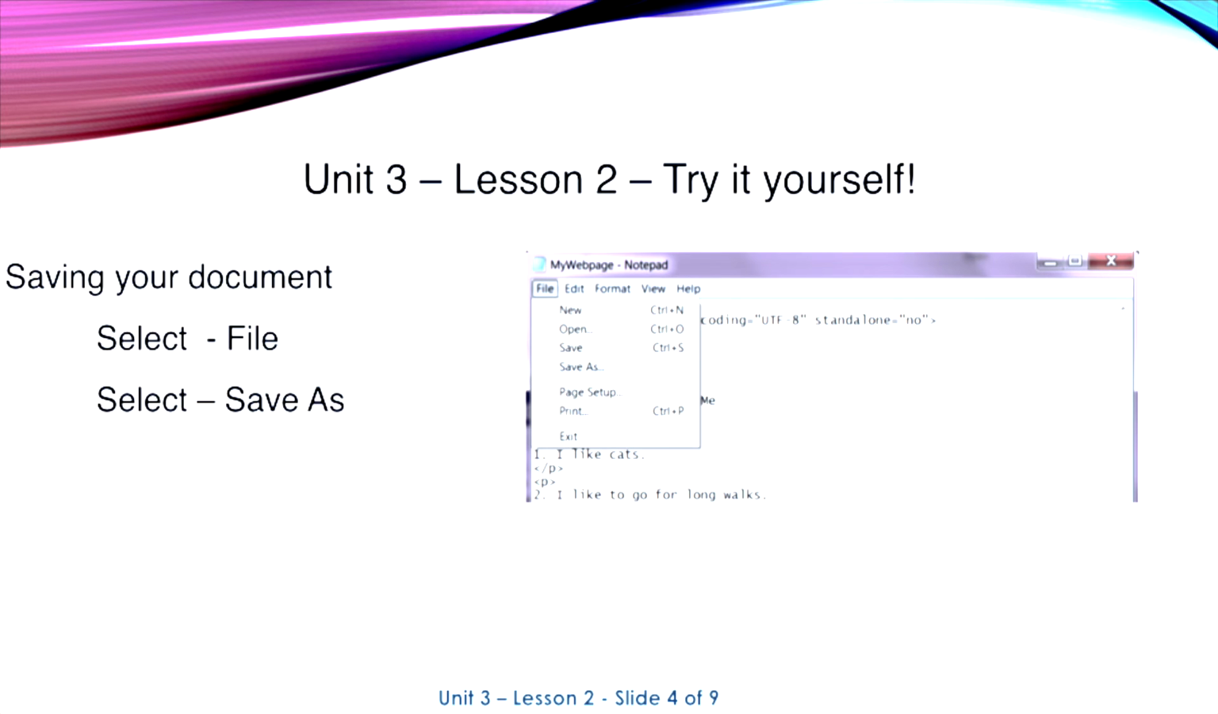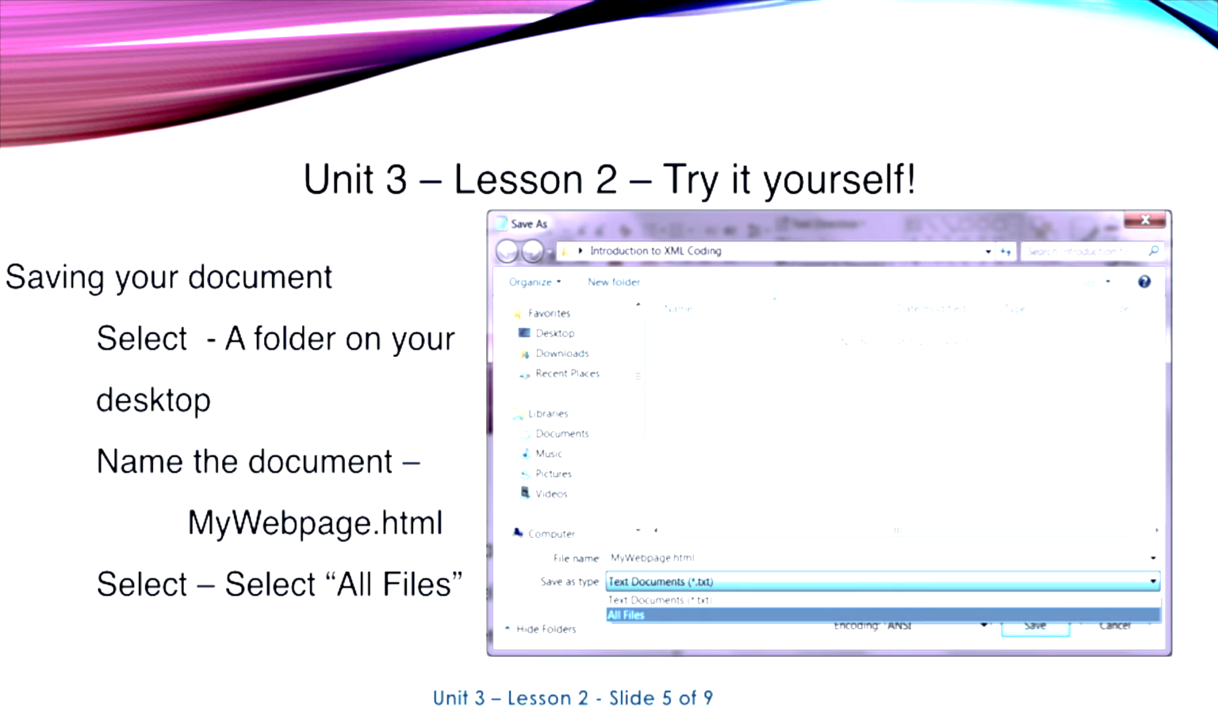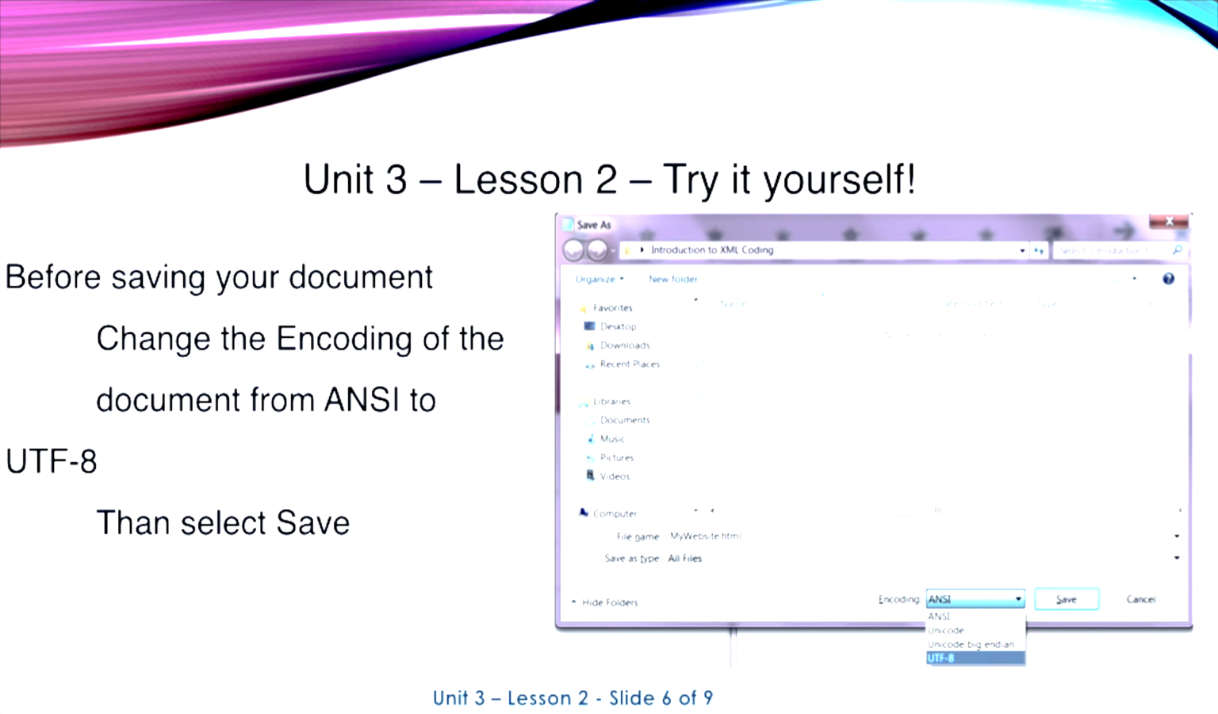Now select File at the top left-hand corner of your Notepad document and select Save As, shown here. As we did before, select the same folder used in Lesson 1 or just save the file onto your desktop. Name the document My Web Page as before, but add .html at the end. Change the Save As type to All Files again. Before saving it, we need to change the encoding of the document from ANSI to UTF-8, as shown in the picture. Once this is done, select Save.